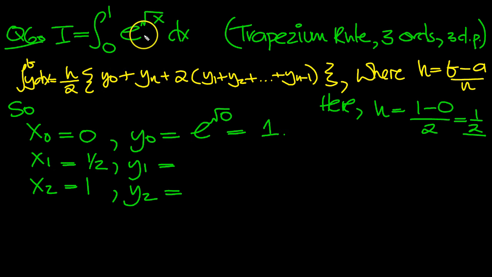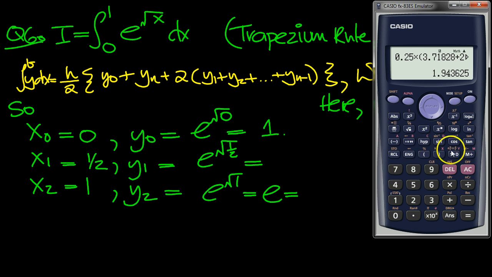y1, put a half in here. It's e to the square root of a half, and we need to put that in the calculator. And then put the value 1 in for x into here. e to the square root of 1. That's just e, isn't it? Which we can work out as well.